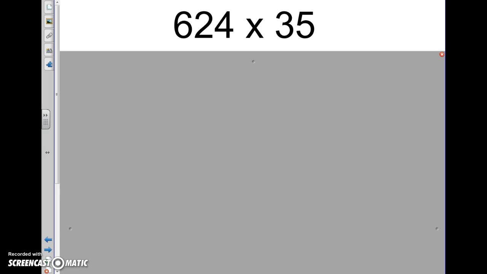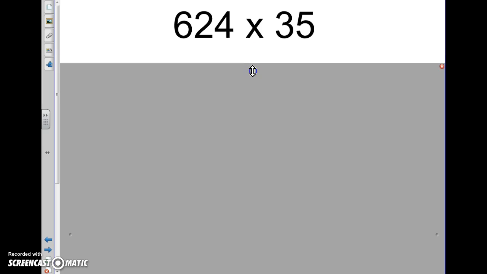624 times 35. Go ahead and use the area model to solve this. Okay, so let's see if we went through all the right steps. We're going to go through this right now.